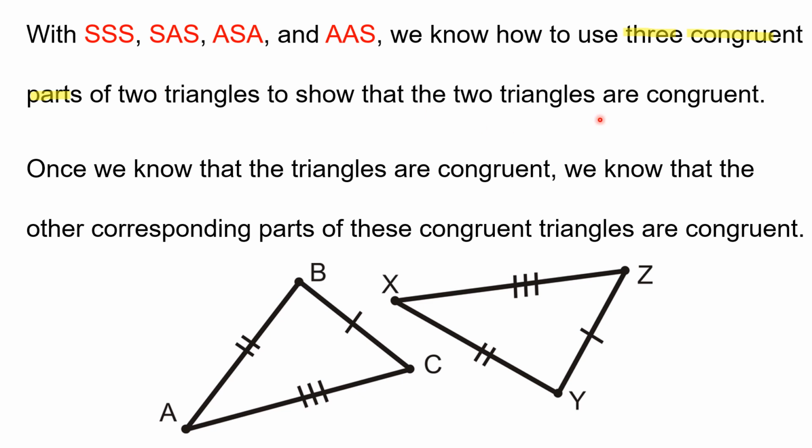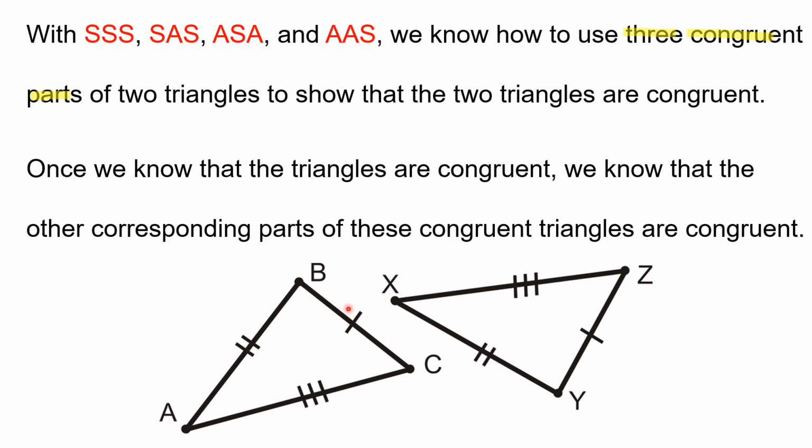All right, so we know how to use three congruent parts of two triangles to show that the two triangles are congruent. We have done some proofs where we have used those three congruent parts of two triangles to prove that they're congruent. And once you have proven that, then we get a lot of information for free. We now know that the other corresponding parts of these congruent triangles are congruent. So whenever you prove that two triangles are congruent with side, side, side, guess what? You also get that the three angles are also congruent.